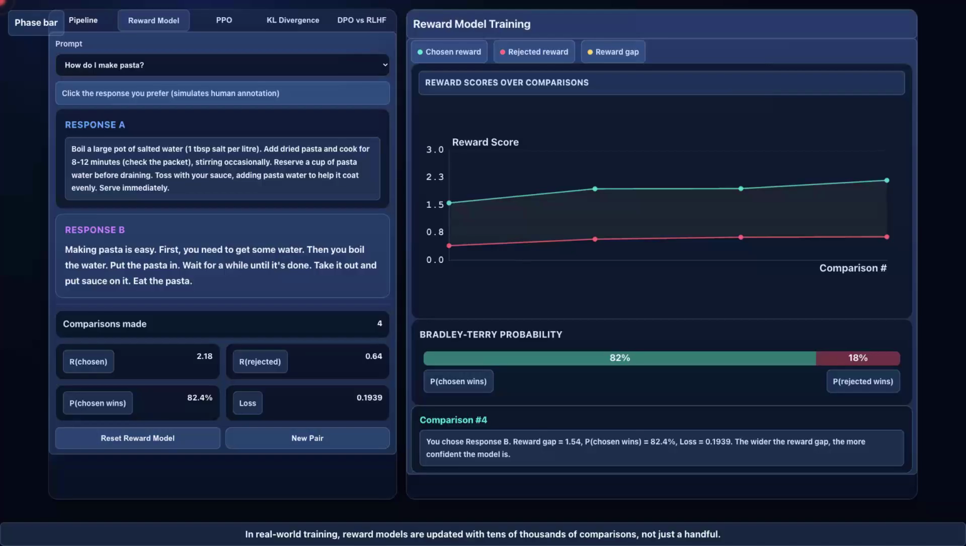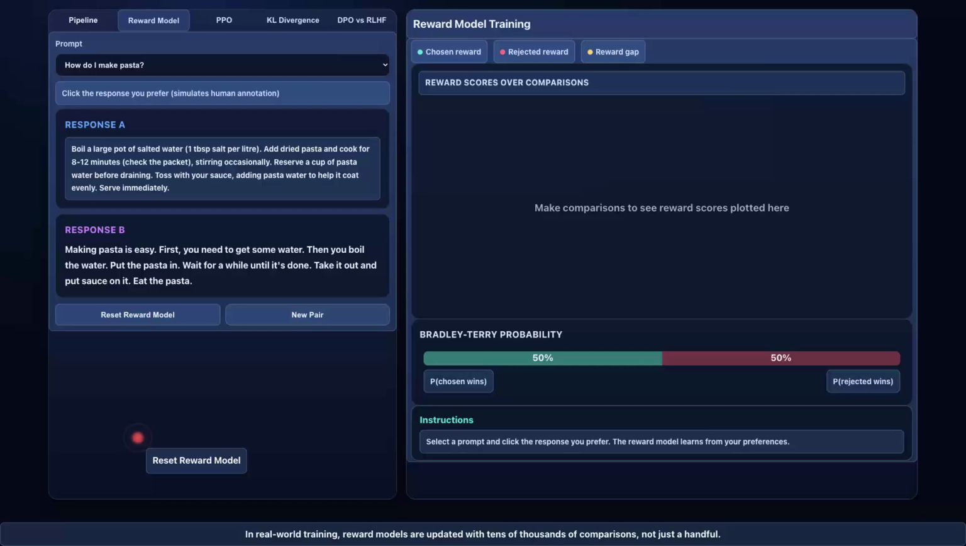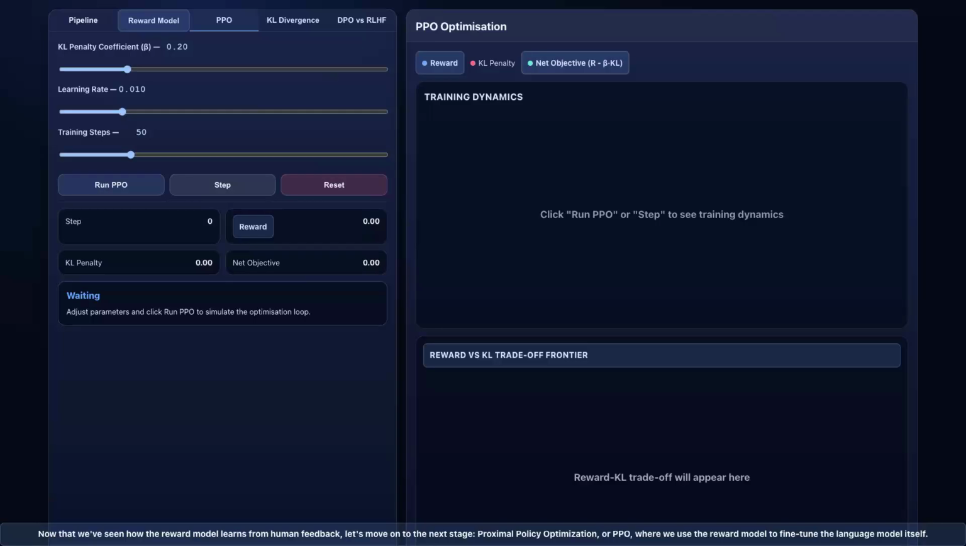In real-world training, reward models are updated with tens of thousands of comparisons, not just a handful. But the principle remains the same. Each human judgment helps the model get better at recognizing quality. Now that we've seen how the reward model learns from human feedback, let's move on to the next stage. Proximal policy optimization, or PPO, where we use the reward model to fine-tune the language model itself.